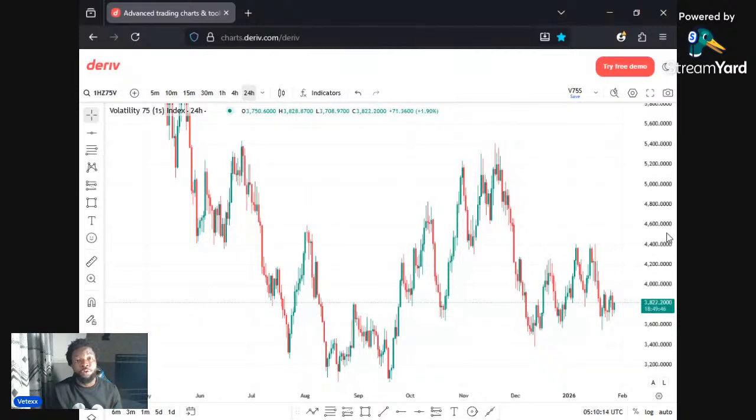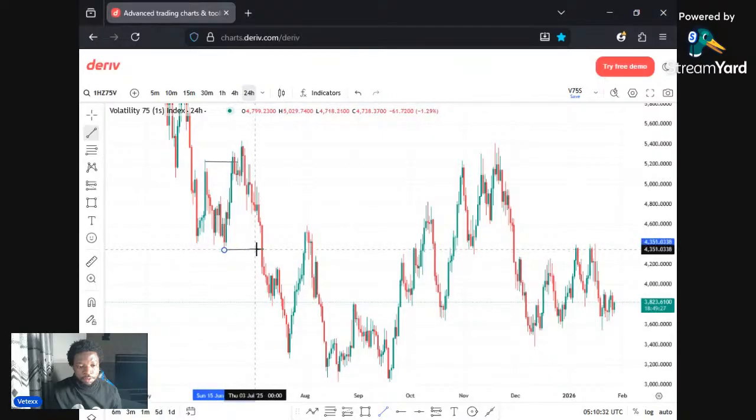So first of all, the first pair we are going to be checking out today is V75X. On this V75X, you see that we already have our system playing out, which is our rule number one here. Sweep of liquidity is right here. Rule number two, we have first break of structure, which is this.